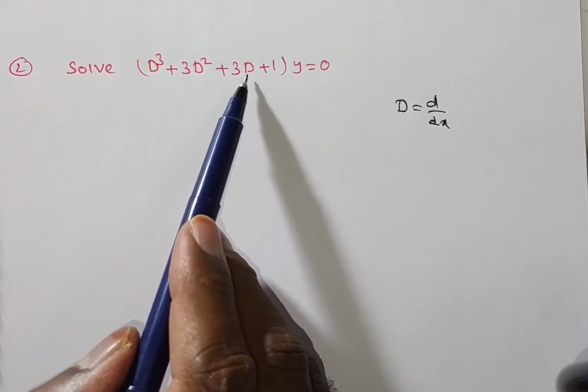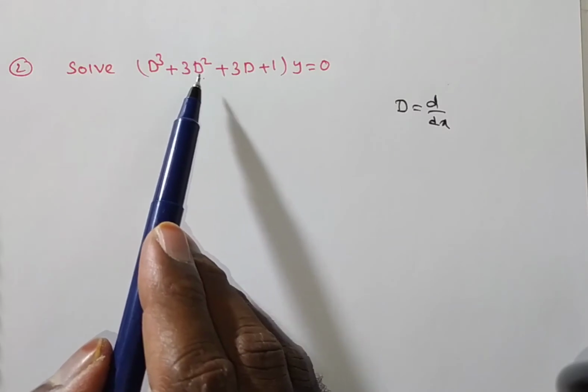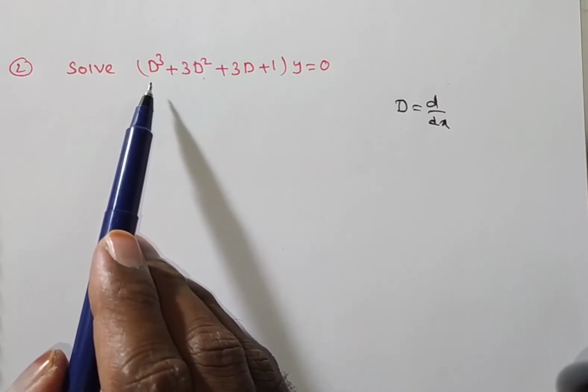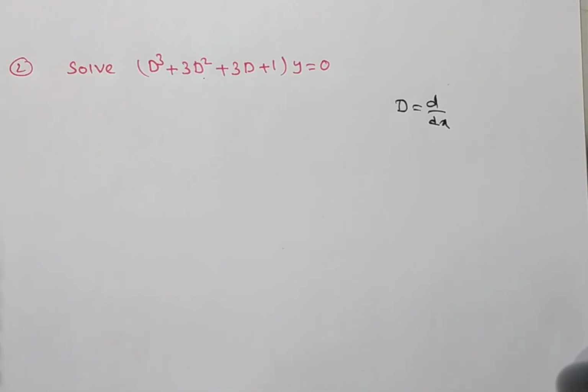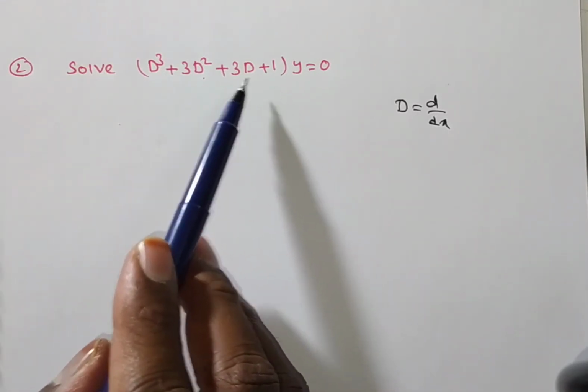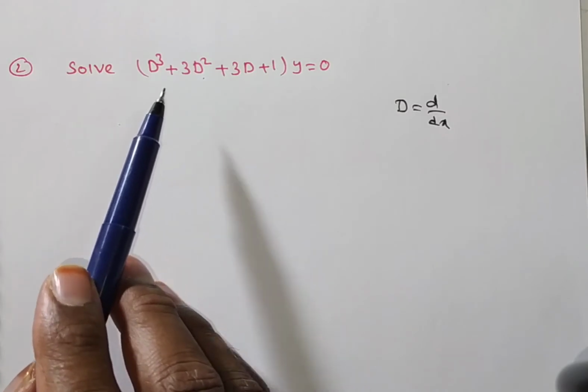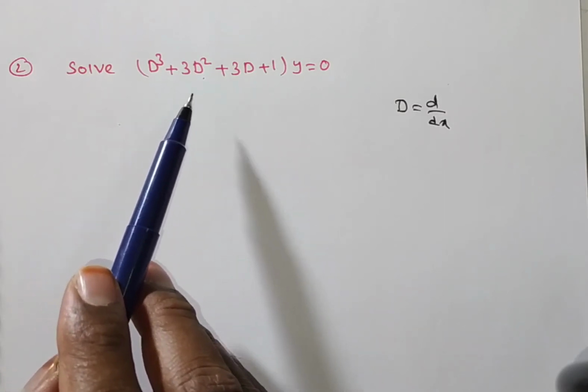So here you have D, which is first order, D² second order, and D³ third order. So you can say this problem belongs to the higher order linear differential equations. With the coefficients here, what you have? 1, 3, 3, 1. So you can say linear differential equations with constant coefficients.